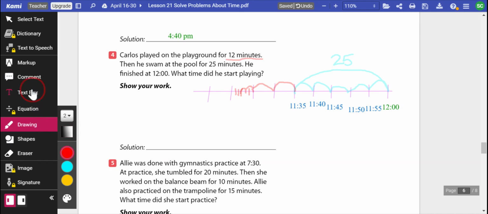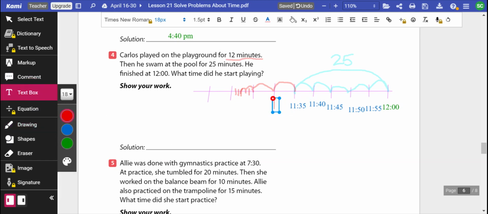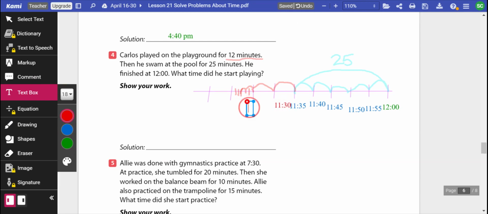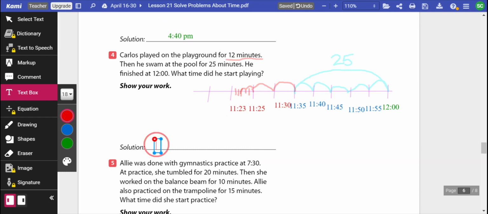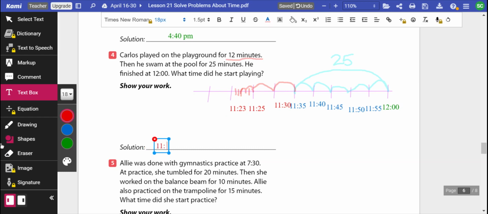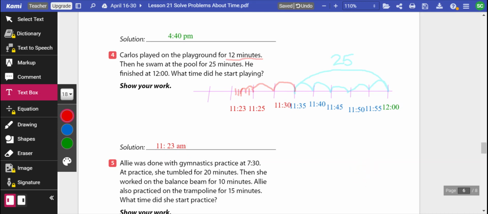All right. Now we're going to go back to our text box, 11:35. Take away 5 minutes from that. That takes us to 11:30. Then 5 minutes before that is 11:25. And now we got to take away these 2 minutes here. So 2 minutes from 11:25 is going to be 11:23. So our solution is 11:23, and that's going to be AM because he should not be swimming in the middle of the night. That would not be a good time for that.